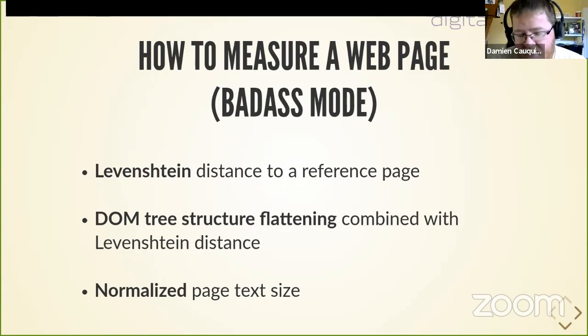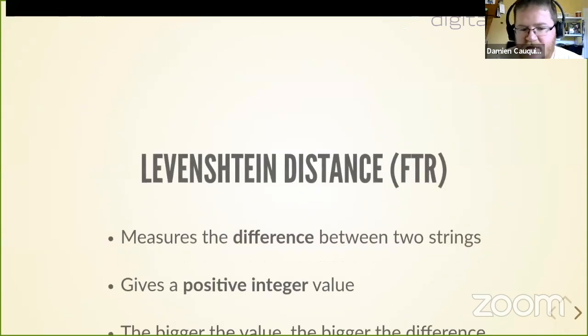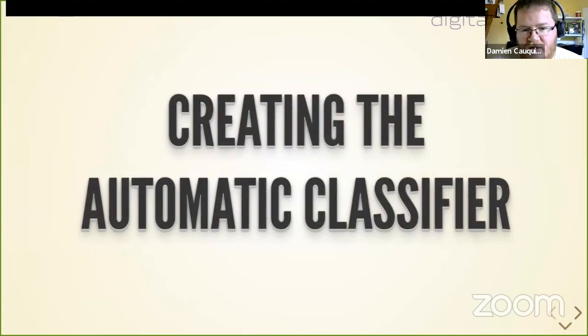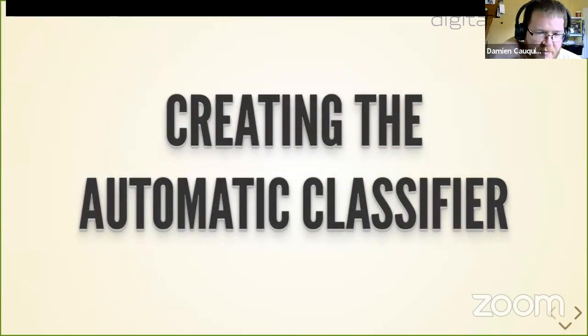So this is more difficult to compute, more difficult to get, but this could be interesting to implement our classifier. So yeah, Levenshtein distance, I thought about it. Based on this, I converted all my data into a series of numbers that can be analyzed by a machine learning algorithm. So it was time to start my automatic classifier.